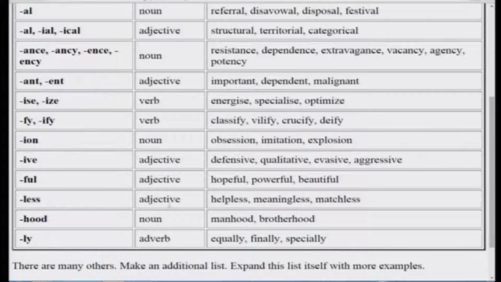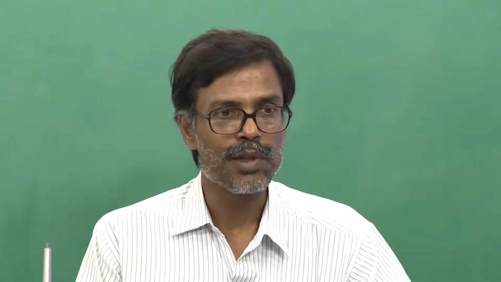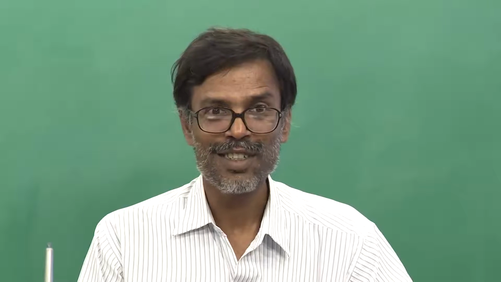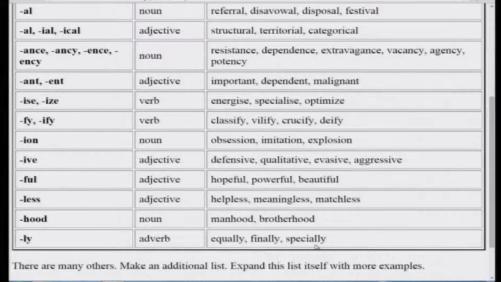Similarly, less, and the result is again an adjective: helpless, meaningless, matchless. Hood is a typical noun-forming, abstract noun-forming suffix: manhood, brotherhood, and so on. Ly typically gives you an adverb. It comes after an adjective and gives you an adverb. Beautiful, beautifully. But with ugly, you do not make uglily. Okay? That is not a word.